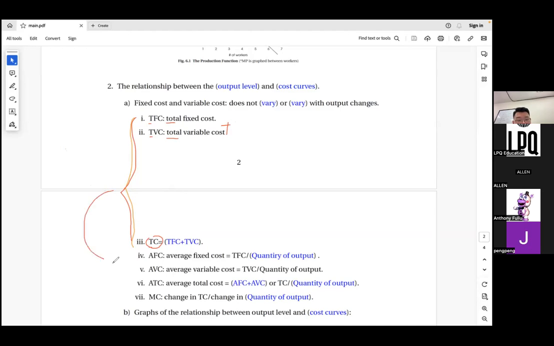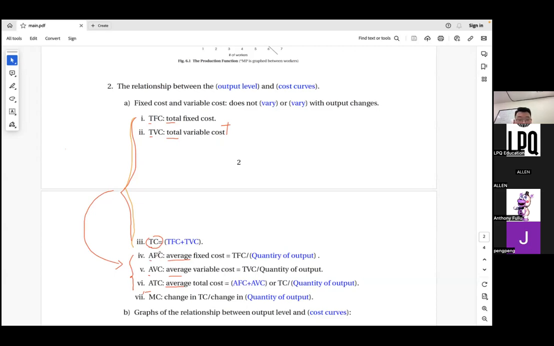So how can I go from these T terms to the A terms? All these A's mean average. So AFC means average fixed cost, AVC means average variable cost, and ATC means average total cost.